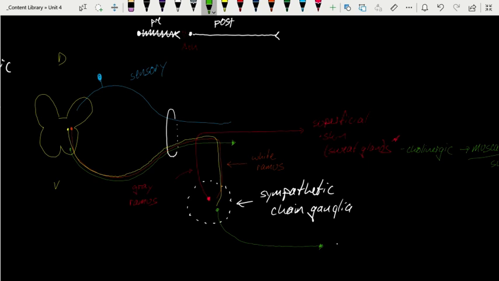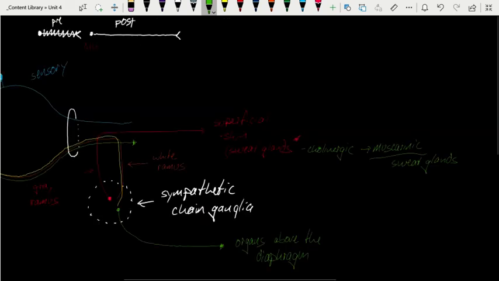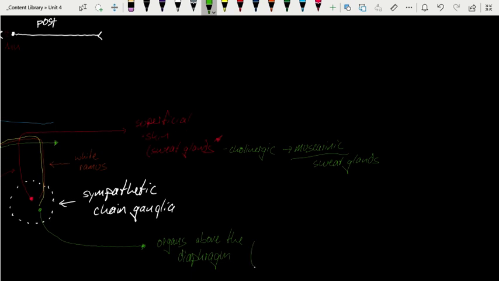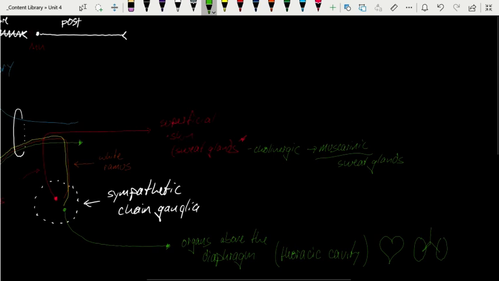And for this route, we'll say organs above the diaphragm. Primarily, this is the thoracic cavity. And when we think about the thoracic cavity, we're thinking heart. And we're also thinking lungs.